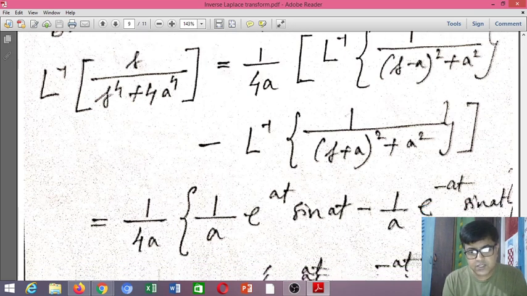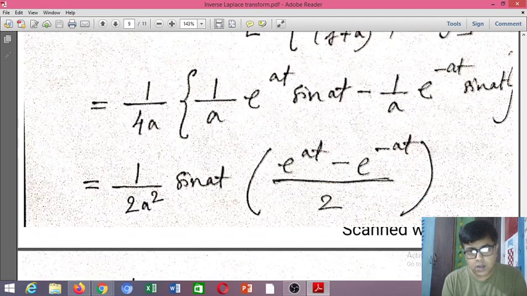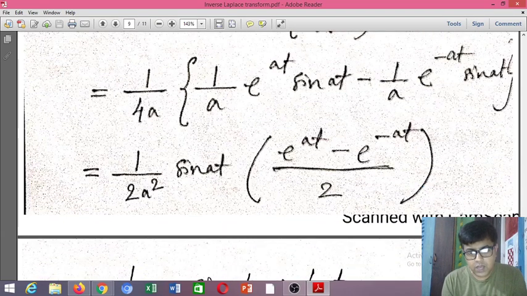Now if you simplify this further by taking sin a t common, and you get 4a square in the denominator, you can insert 1 by 2 in this expression, and you get a very well known expression: e to the power a t minus e to the power minus a t, divided by 2.